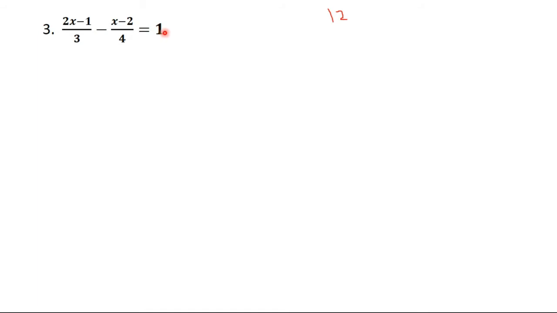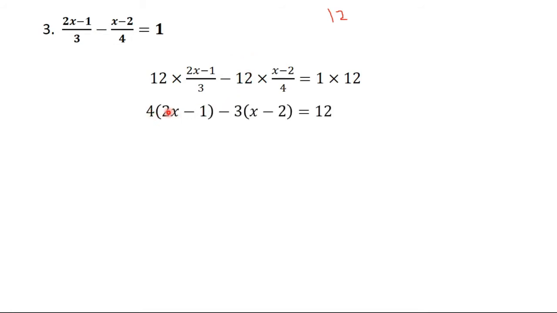So you multiply each term by the LCM. What is the LCM? 12. So you are going to multiply 2x minus 1 over 3 by 12. You multiply x minus 2 over 4 by 12. And you multiply 1 by 12. We cancel out. 3 will cancel itself out 1 and cancel 12 4 times. 4 will cancel itself 1 and cancel 12 3 times. So you are going to have 4 times.